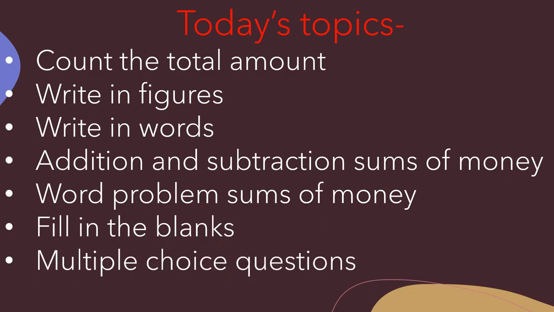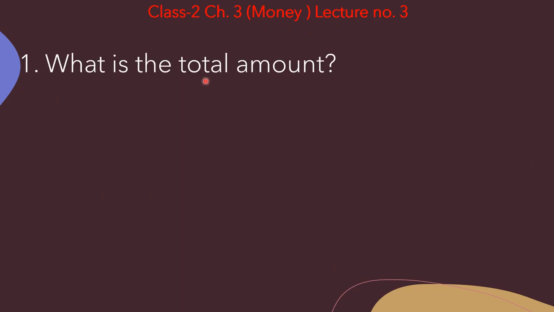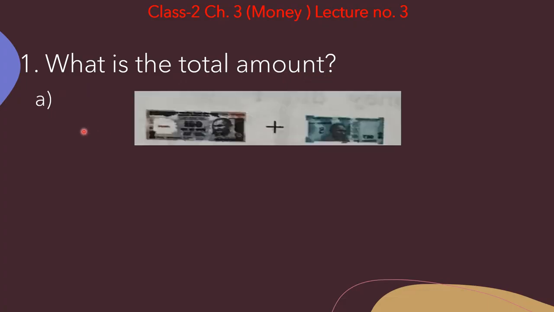So let's start. So here beta, first of all, we will do question number 1. What is the total amount? So here we have given some notes, and we have to find out the total amount of it. So let's see which notes are these. This is 100 rupees note and this is 50 rupees note. So here we will write first of all rupees 100 plus rupees 50 and that is equal to, we have to find out. So 100 plus 50 that is equal to 150. So here we will write rupees 150.